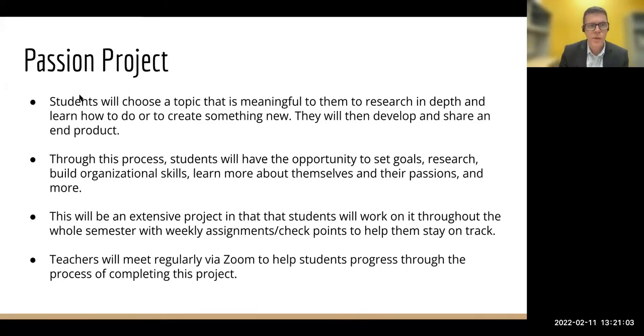Okay, passion project, we'll talk a little bit more about that. Students choose a topic that is meaningful to them to research in depth and to learn how to do or to create something new. They will then develop and share an end product. And through this process, students will have the opportunity to set goals, research, build organizational skills, and learn more about themselves and their passions and more. This is a great opportunity to work with Mrs. Watkins and Mrs. Flowers to really dive into projects that are meaningful to you. This is one thing that I've heard from students who were in the online academy last year, having the opportunity to dive into areas of real interest for them, they found really beneficial.